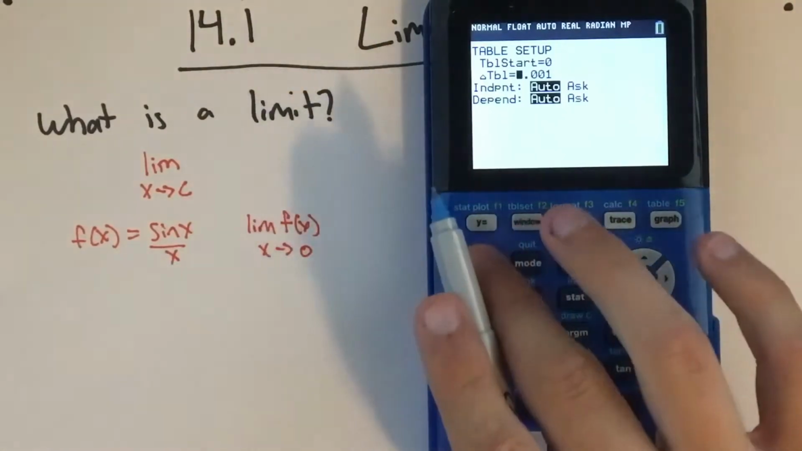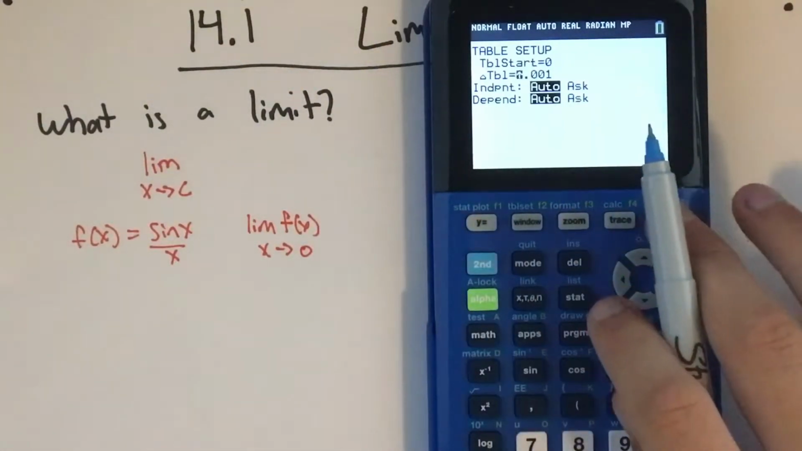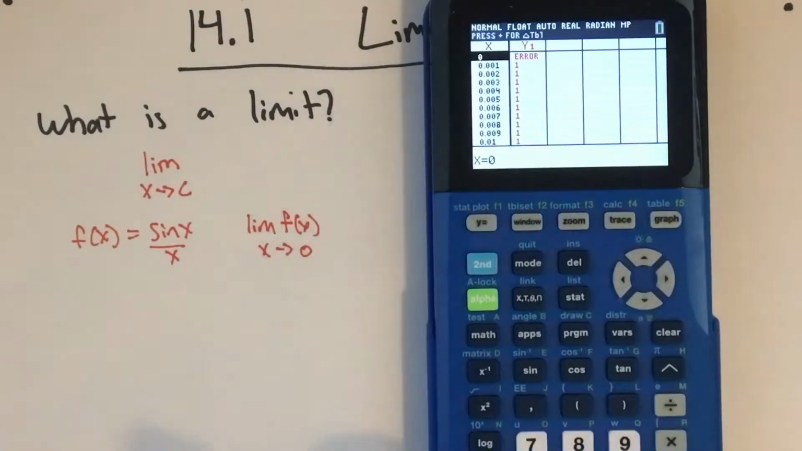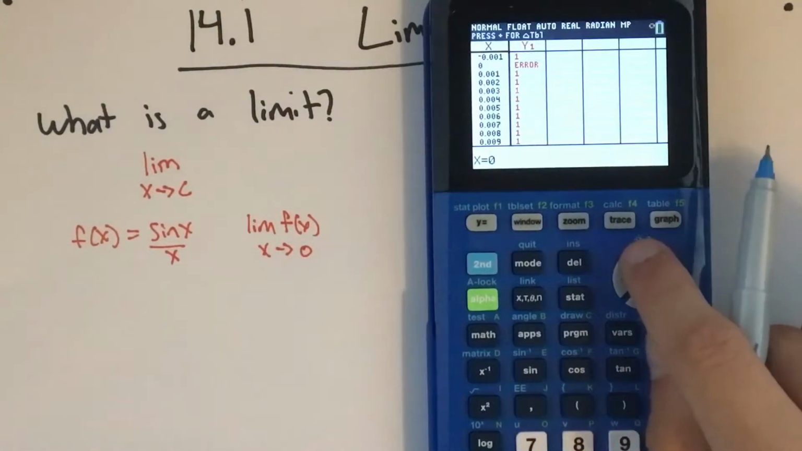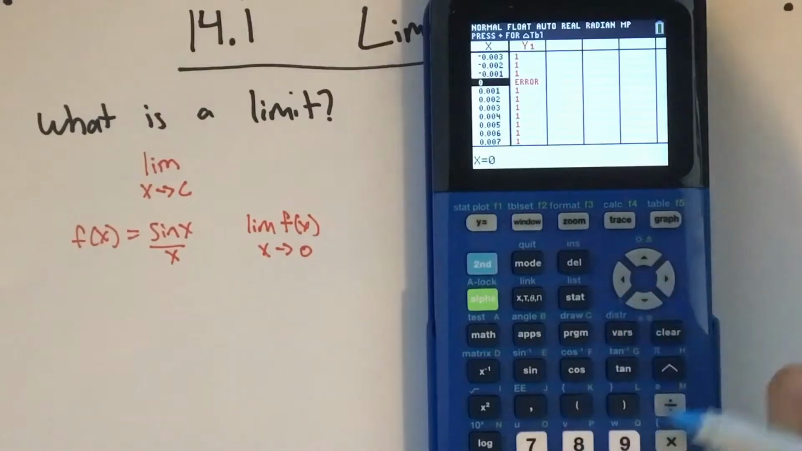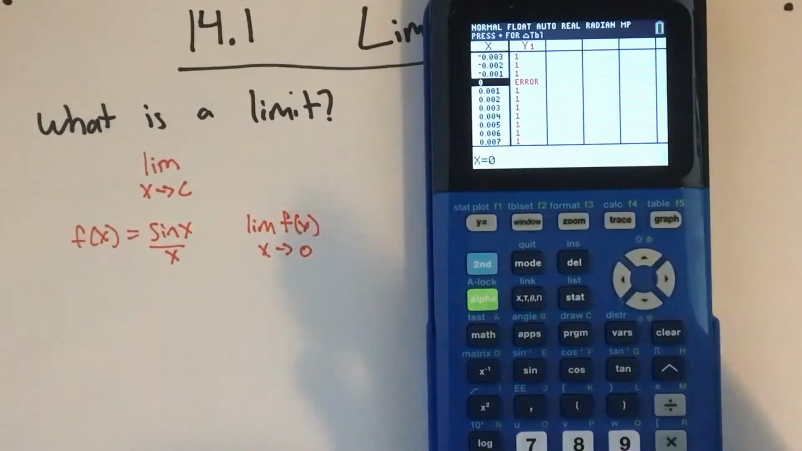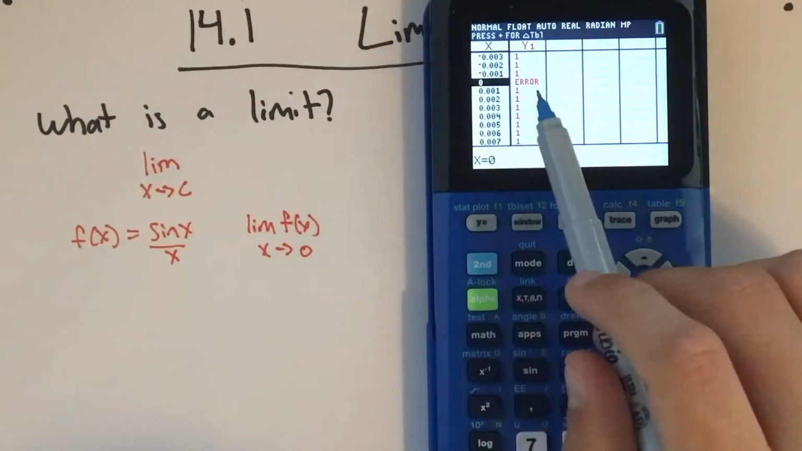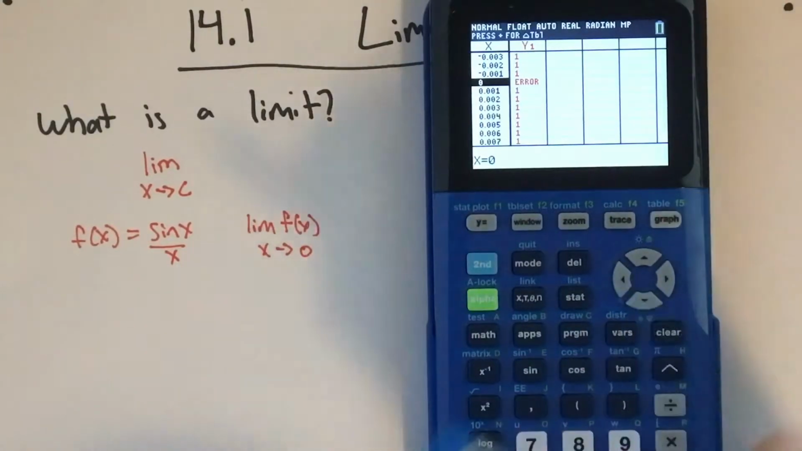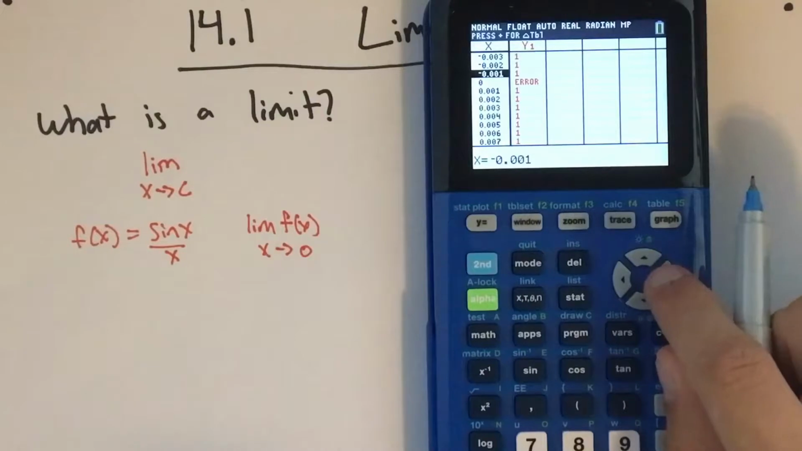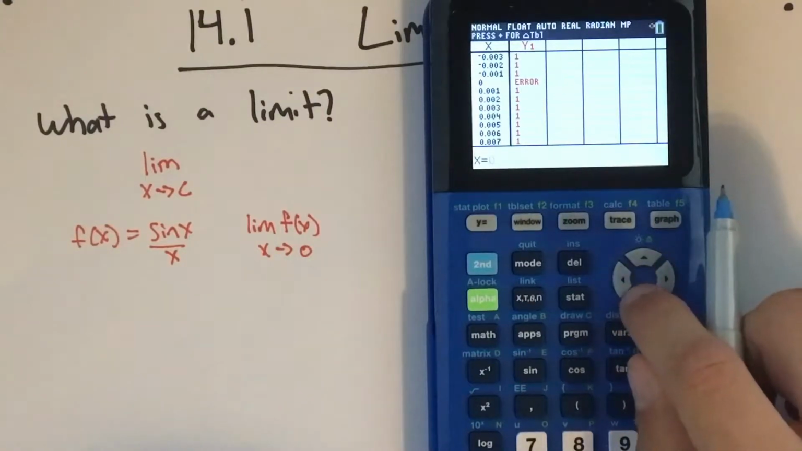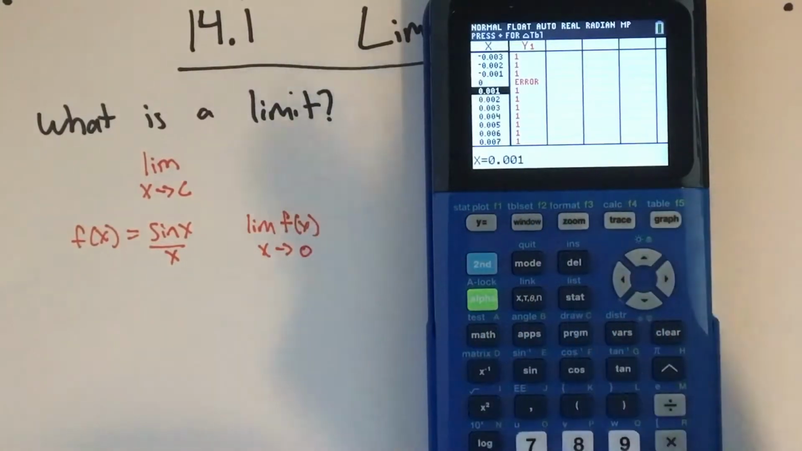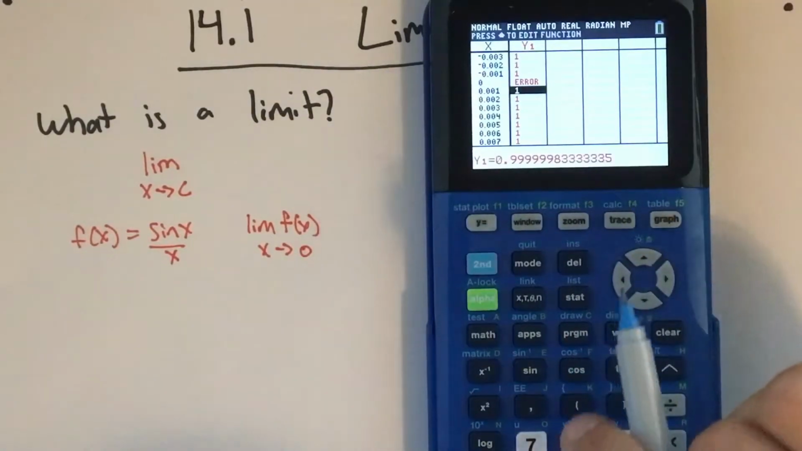So from here, you click second again, and you click graph or table. And this pulls up this screen. Now from here, move up a little bit, that way you can see left and right of 0. We can see at 0, it is error or undefined, like we saw when we did the trace feature. But in this screen, we can see left of 0, at negative 0.001, y is equal to 1. And right of 0 at 0.001, we have 1 again.